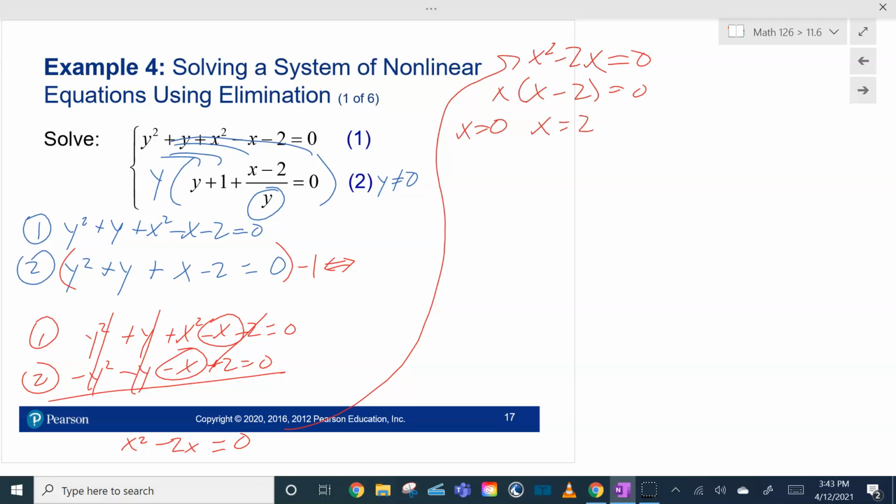So now we're going to say, if x is 0, similar to that other problem, let me use this first equation. So if x equals 0, I'm going to use equation 1: y squared plus y plus x squared minus x minus 2 equals 0.